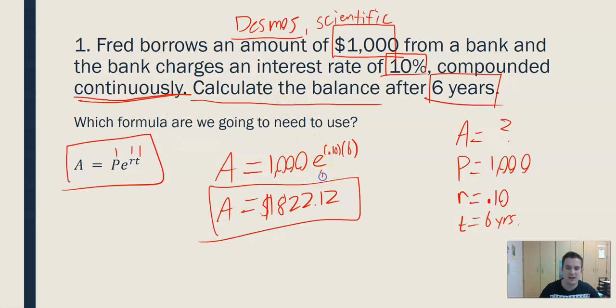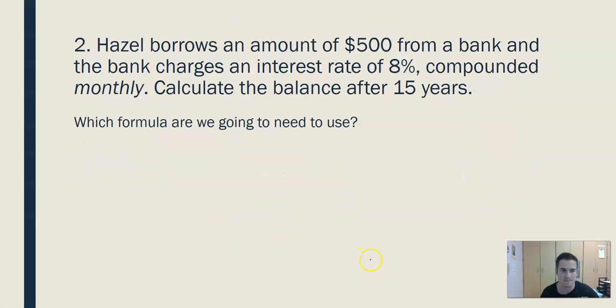And remember, e is just 2.718. That's my e value there. Okay. And again, these are all in your guided notes if you want to reference them. Hazel borrows an amount of $500 from a bank, and the bank charges an interest rate of 8%, compounded monthly. So now we're going to be using a different formula. Calculate the balance after 15 years.